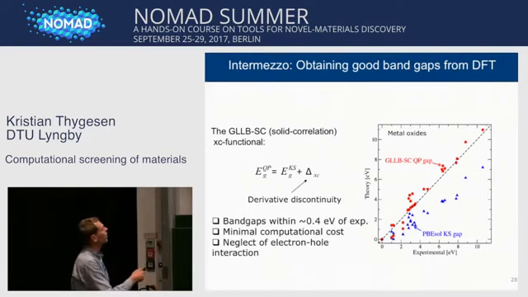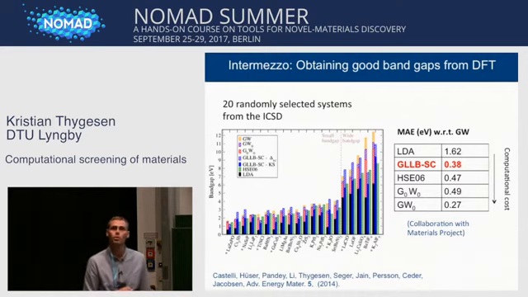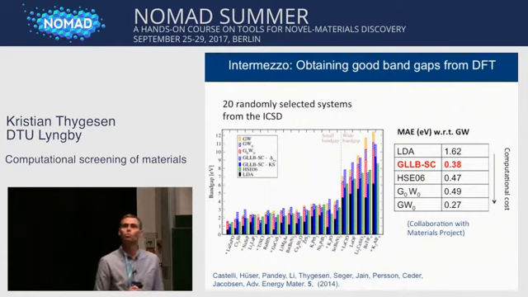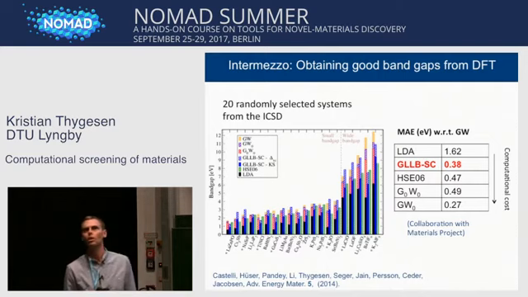So that's the difference of that functional from other functionals, and you can see that this is another test where we looked at 20 randomly chosen systems from the ICSD and calculated band gaps with a range of different methods, as you can see up here, and the mean absolute error of all these methods compared to fully self-consistent GW calculations is shown over here. You can see the GLLB-SC, which is really not much more expensive than a GGA calculation, is within 0.4 eV of the GW result, which is not perfect agreement, but it's acceptable for a screening study.